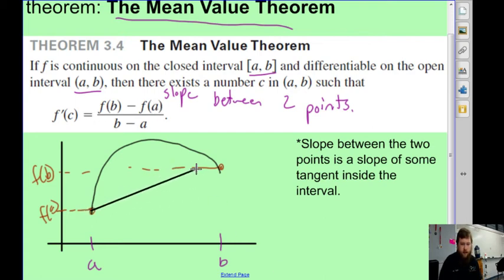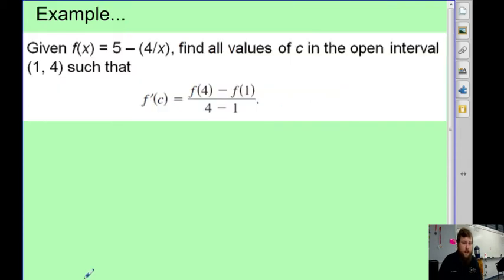So the slope of this line is going to equal the slope of some tangent line on here. I don't know where that tangent line is, but it's going to be somewhere. So I could take this line and make another copy, and it'll be tangent to somewhere on that graph. So that's kind of neat. It's a neat property, and we can actually apply that to a few things.